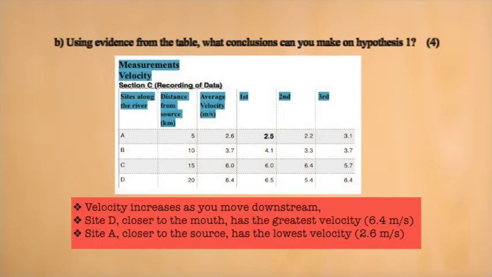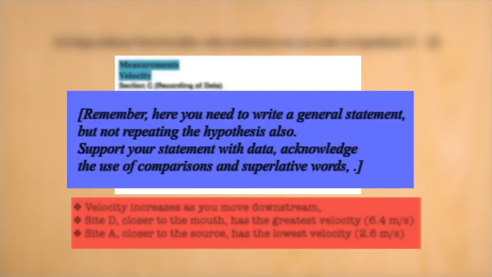Velocity increases as you move downstream. Site D, closer to the mouth, has the greatest velocity of 6.4 meter per second. Site A, closer to the source, has the lowest velocity of 2.6 meter per second. And remember, here you need to write a general statement but not repeating the hypothesis. Support your statement with data, acknowledge the use of comparison and superlative words.